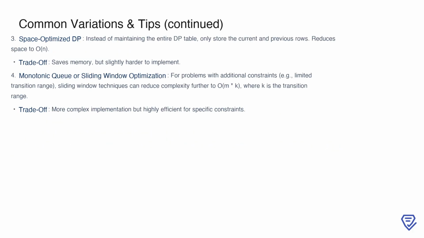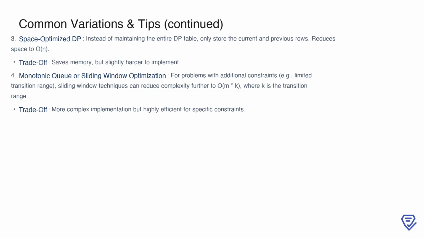For even better efficiency, you can use space-optimized dynamic programming. Instead of maintaining the entire DP table, you only store the current and previous rows, reducing the space complexity to O(n). This saves memory and is particularly useful for large inputs, though it may involve slightly more complex code.